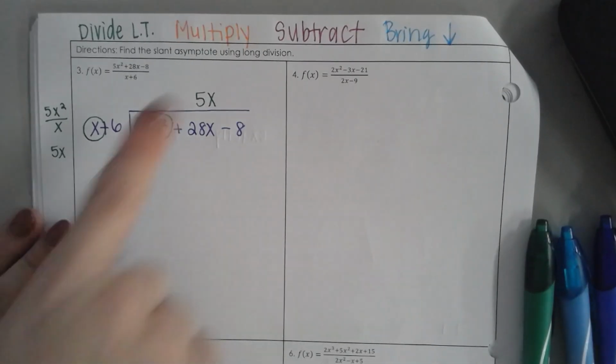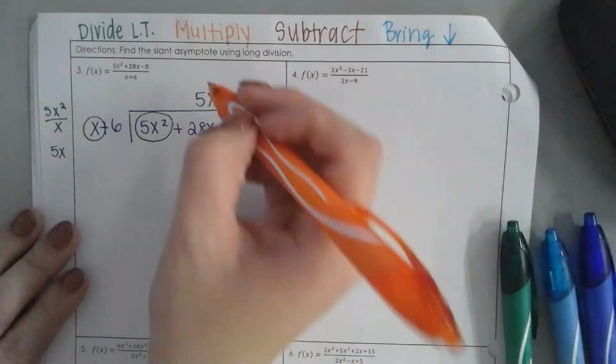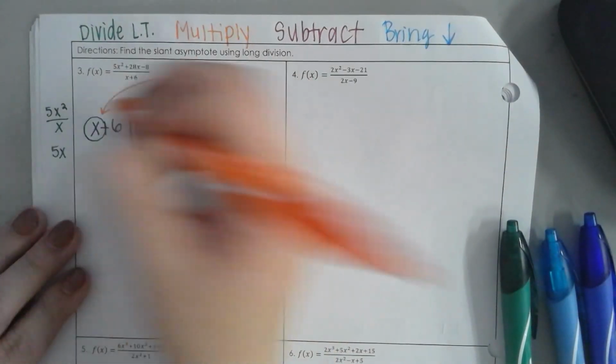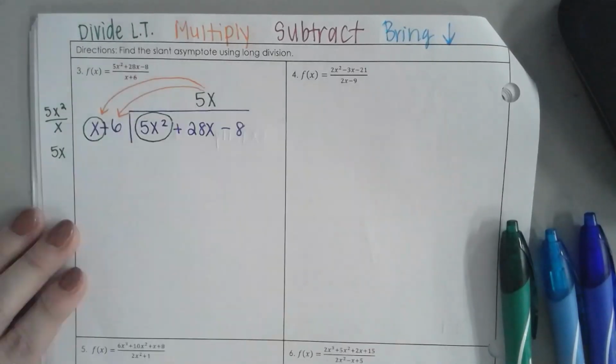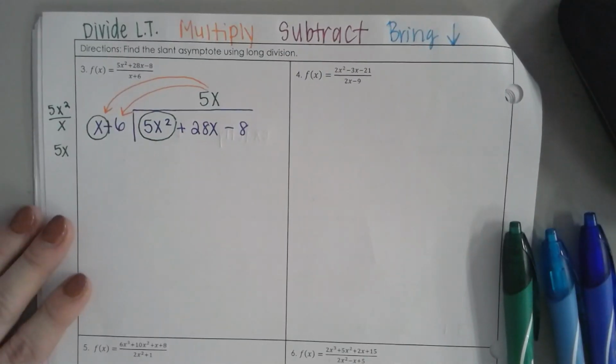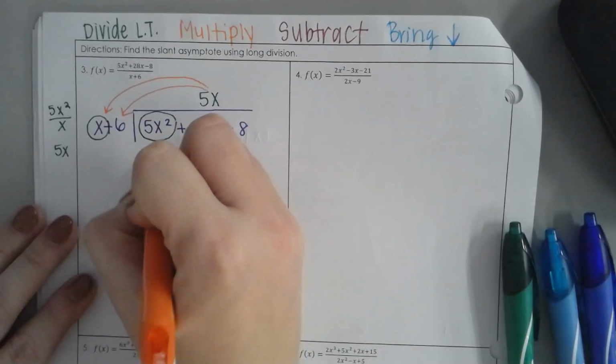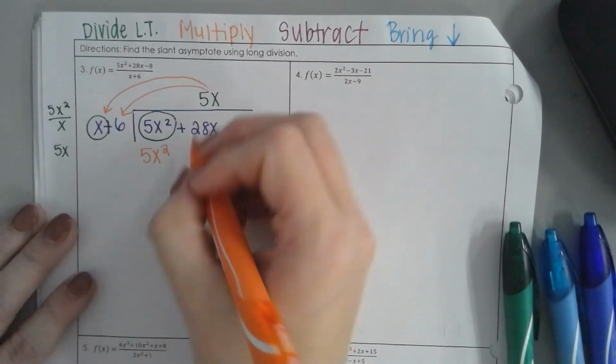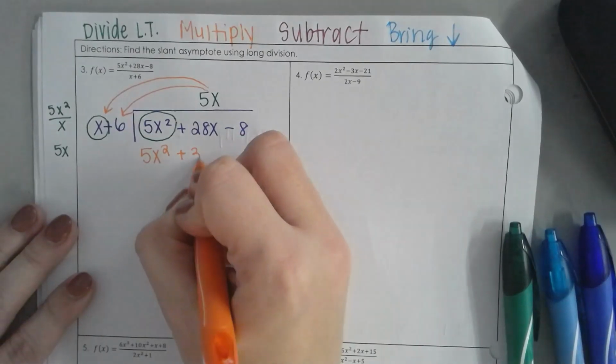And then my next step is to multiply. So I take this 5x and I multiply it by all of the terms on the outside. What's 5x times x? 5x squared. 5x times 6? 30x.